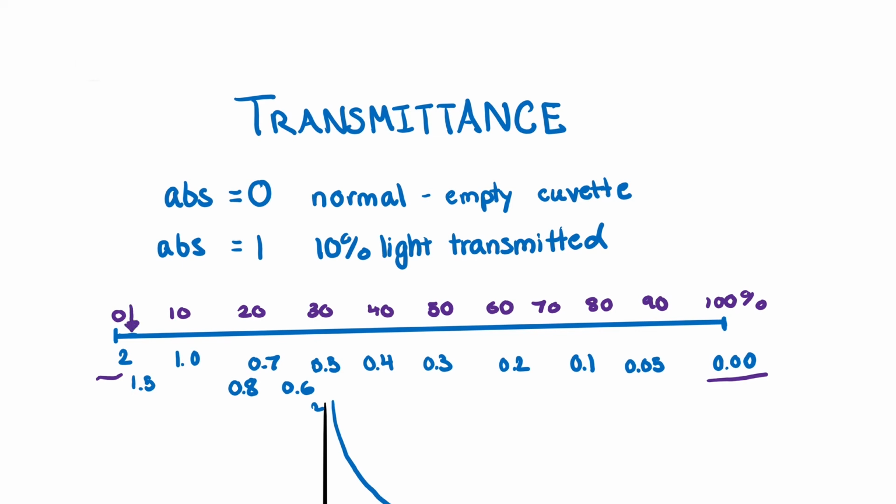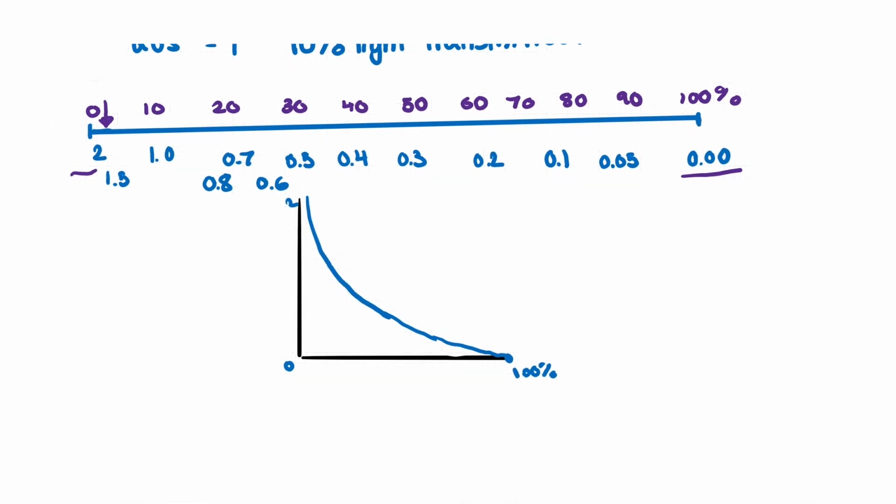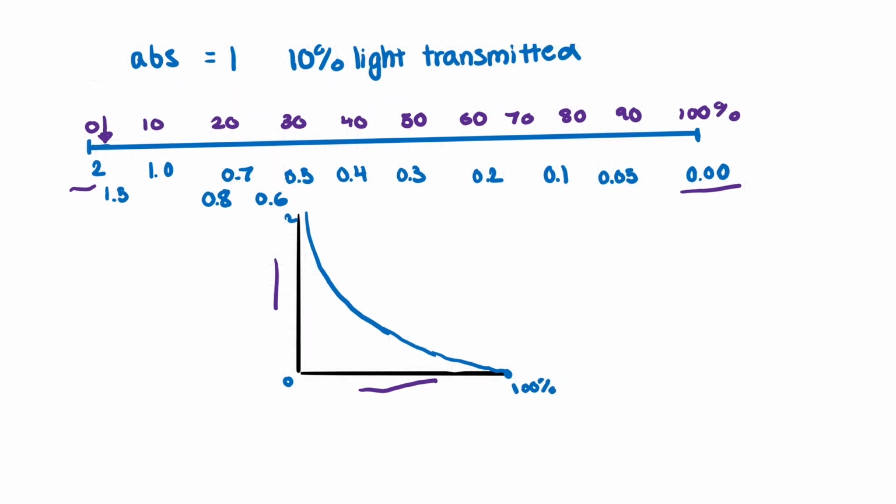If you notice, 2 is not at 0. It's actually before 0. And if we look at this graph, this is absorbance and this is transmittance, you can see that your 0 is not really met. So you can have values greater than 2 for absorbance.